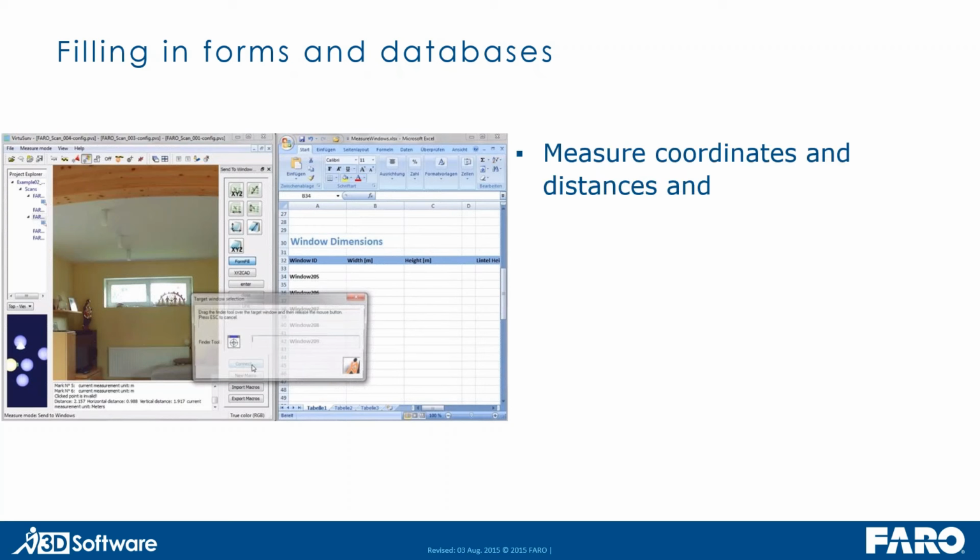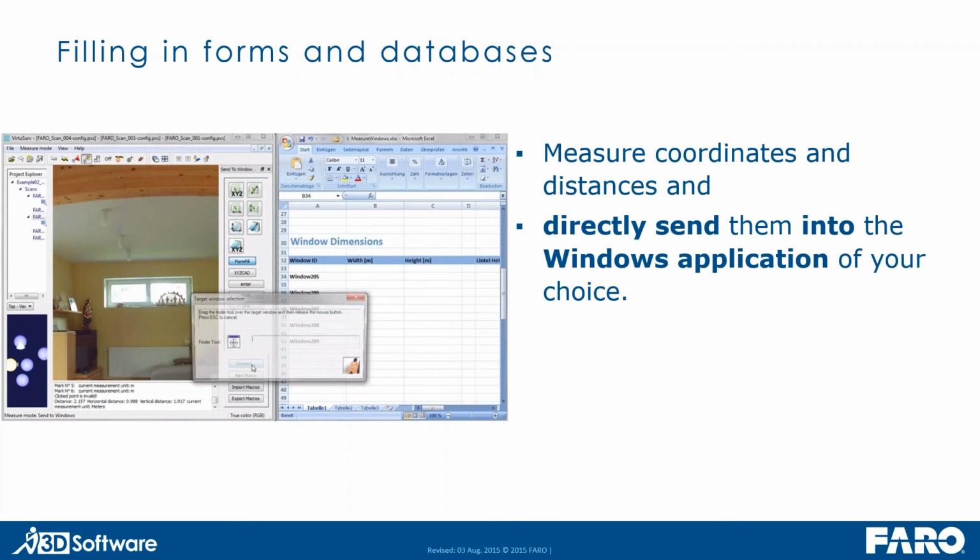So how does it work? You scan your object and import it to VirtuSurv after pre-processing, and then in VirtuSurv you measure coordinates and distances and directly send them into the Windows application of your choice. And this way you can fill in Excel sheets, databases or any other forms and tables.